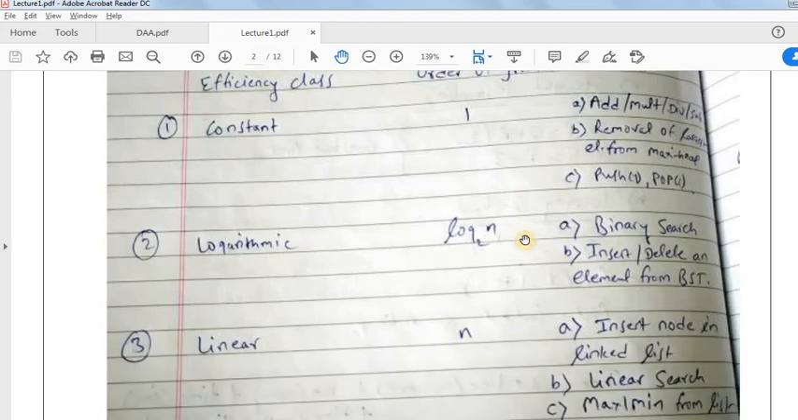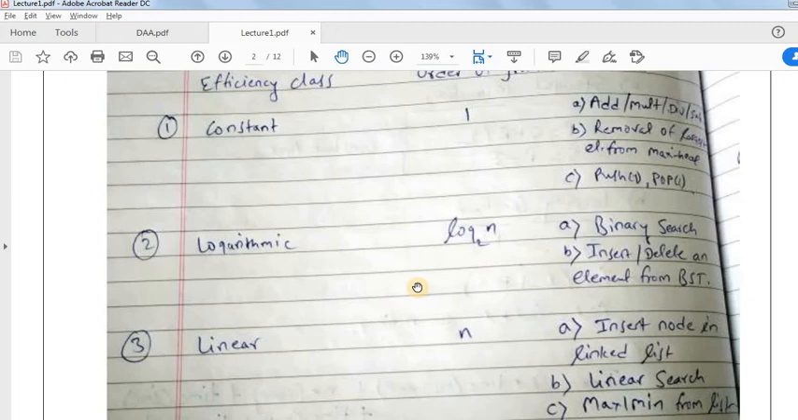The next category of efficiency class is logarithmic. This will require log to the base 2 of n amount of time for execution. Examples: binary search, or inserting or deleting an element from an existing binary search tree. As we can observe, in case of a binary search tree, the search is halved between two parts, left as well as right. So the time required will be half of n, represented as log to the base 2 of n. At every level, the time goes on reducing.